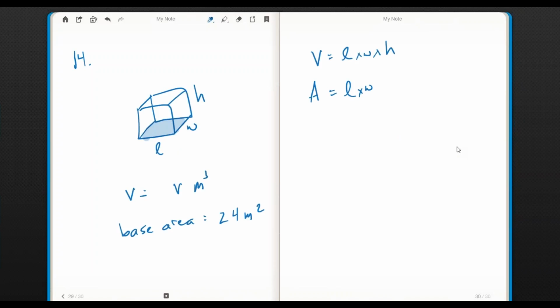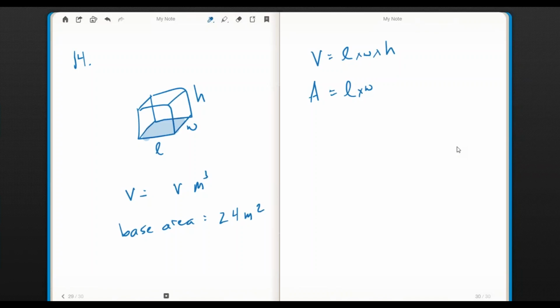Here's a picture. I colored the base, the very bottom of that cuboid, blue. Now, by cuboid, what they mean is that not all sides are equal, okay? And so that bottom base is colored blue. I've labeled length, width, and height. On the right side, we know, of course, that volume is length times width times height. We know that area is length times width.